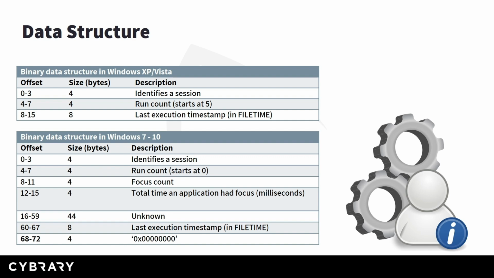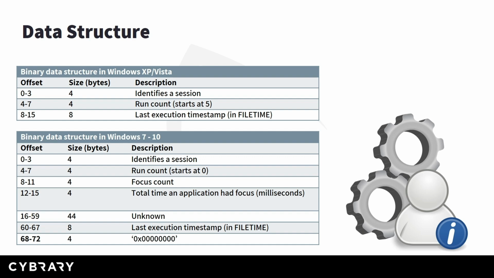On a Windows XP or Vista machine, the run count starts with the number 5 as the default value. Therefore, if the counter displays a 6, then the application has only been run one time. If the UserAssist key gets cleared, then the hex counter value will start over at 5. The last 8 bytes is the timestamp in UTC format.